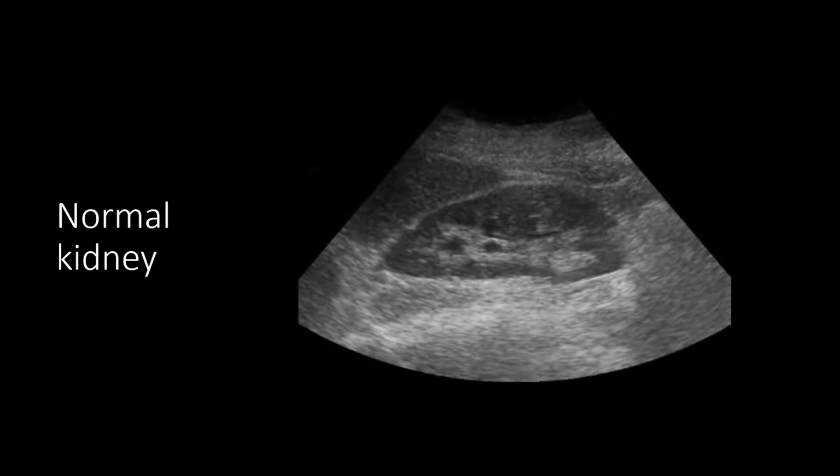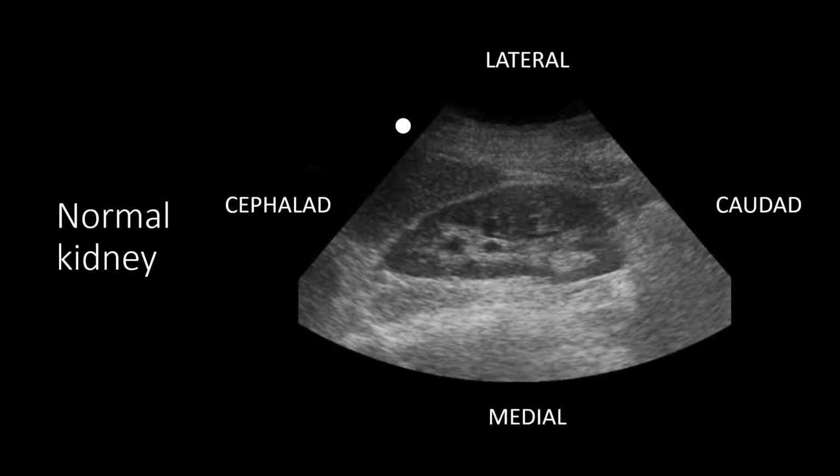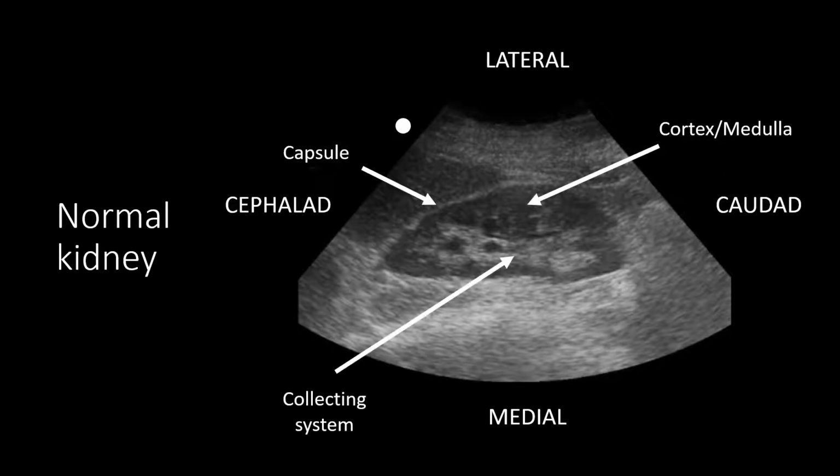Before going further, let's put everyone on the same page in terms of the anatomy of a normal kidney on ultrasound. First, let's work on orientation. The indicator is directed cephalad. Of course, the indicator is on screen left, so there is cephalad. Screen right is therefore caudad. The probe is on the lateral surface of the body. Since the probe is always at the top of the screen, there is lateral and there is medial. Here is the renal capsule, there is the cortex and medulla, and there is the white collecting system.